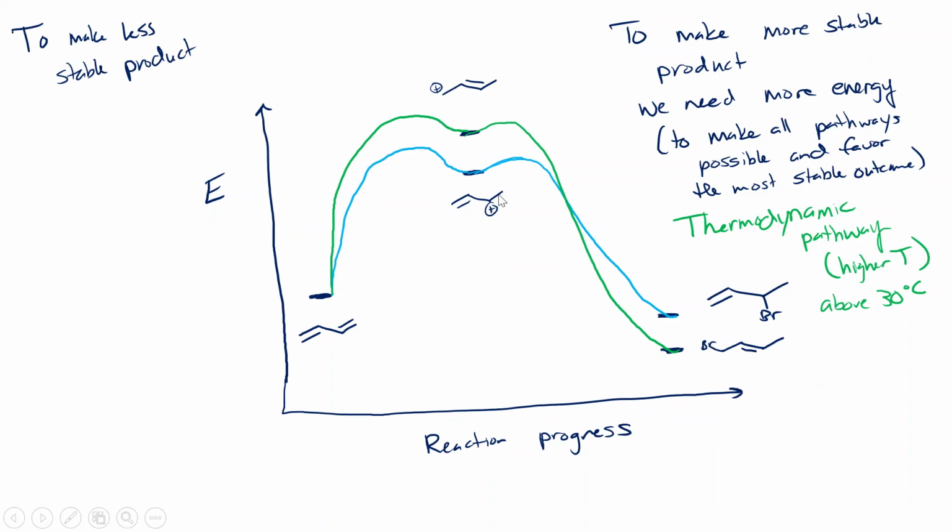All right, to make the less stable product, we have to go through the low energy intermediate, right? And so if we have enough energy to go through the blue pathway, but not enough to go through the green, we would obviously only go through the blue pathway, and we would only lead to the less stable product. And so to make the less stable product, we need less energy. We need only enough energy to go through the more stable intermediate.